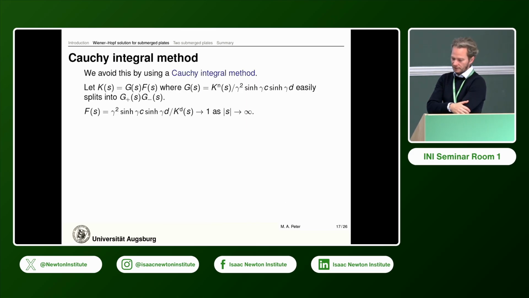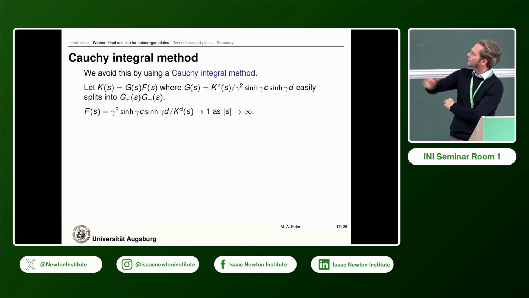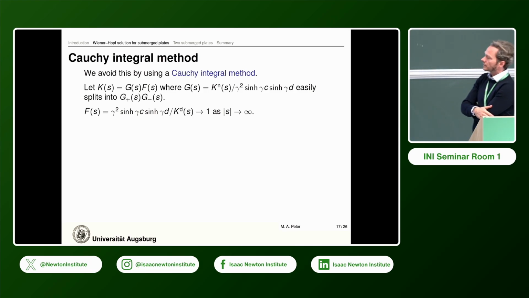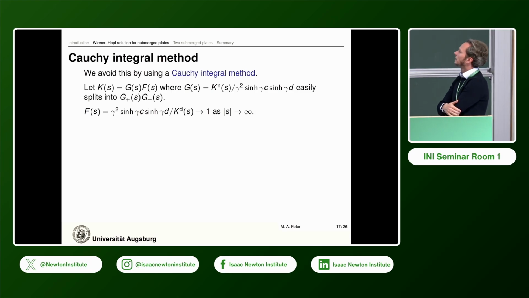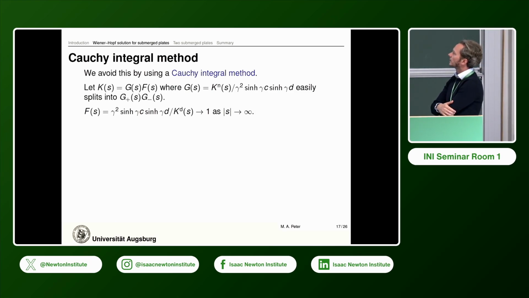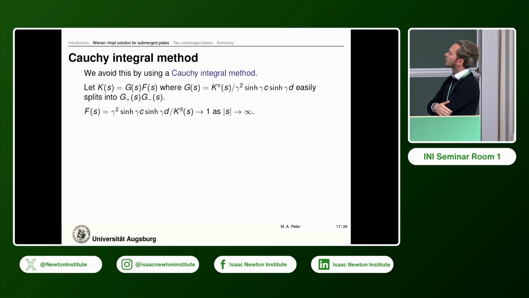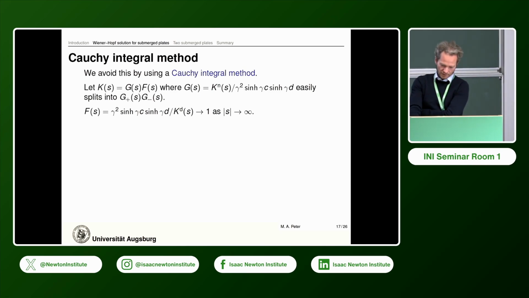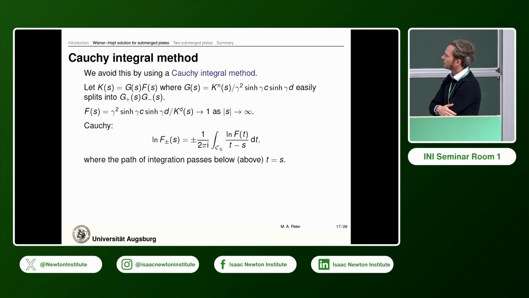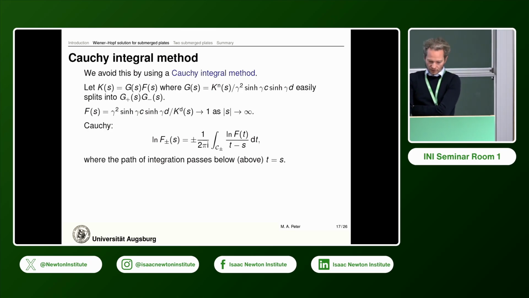there's a nice way of doing this here, which Dave's already mentioned, the Cauchy integral method. Basically, what you do is you take your function that you want to factorize, you split it into something that you can nicely factorize, and something that has this asymptotic behavior going to 1 for large argument, and then you just use the Cauchy formula.